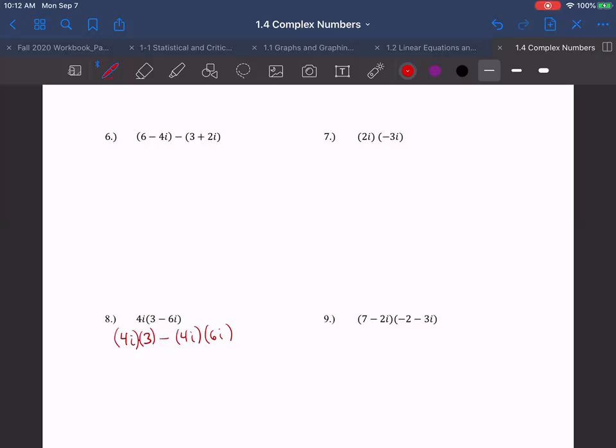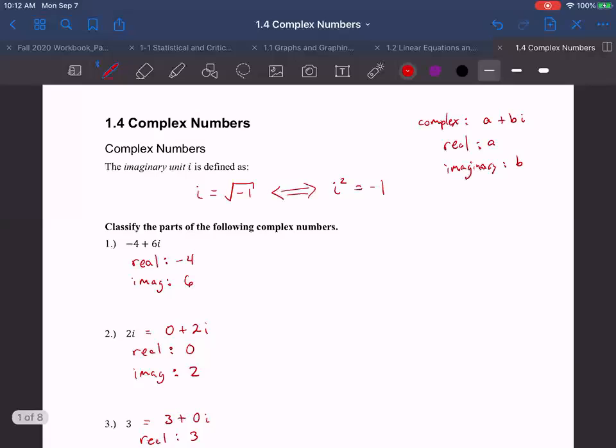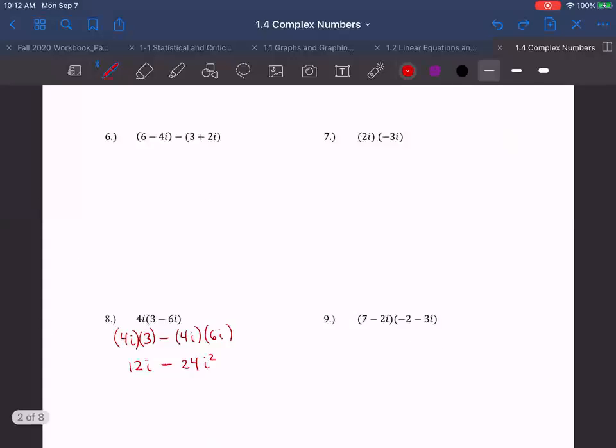All right, and so when we do this, we actually go ahead and multiply these together. So 4i times 3 is just going to be 12i, but then over here, we have 4 times 6, that's 24, and then we have i times i, that's an i squared. And so that's where we come back to our definition of this imaginary unit of i squared equals -1. All right, and so when we go back over here, we have an i squared there.